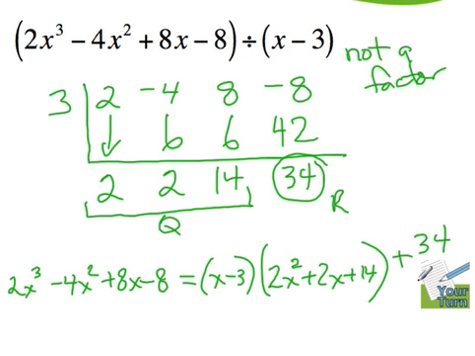Okay, so this would be called a division statement. So this could be rewritten as x minus 3 times this plus 34. If you ever see a plus 34 at the end there, that's indicating that there's a remainder and that these two are not factors of this polynomial.